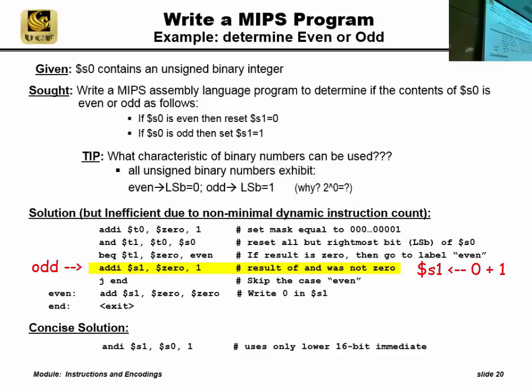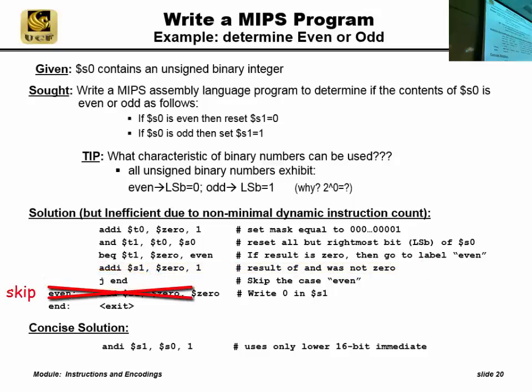What does it say? Add 0, add the integer 1. Correct. This is an immediate value. Add it to the register 0, which has a value of 0. And store it in registers. Excellent. So at this point, S1 gets set to 1 and we're done with that case. Why do we have the jump here? Because we don't want to undo what we just did.